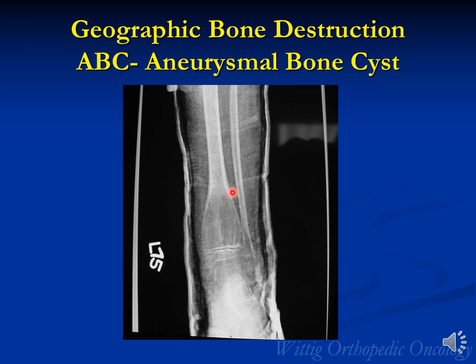This is a lesion of the distal tibia. If you look here at the junction of the tumor with the normal bone, there's a sharp zone of transition. The tumor has also expanded the bone. It's given it a wider contour.